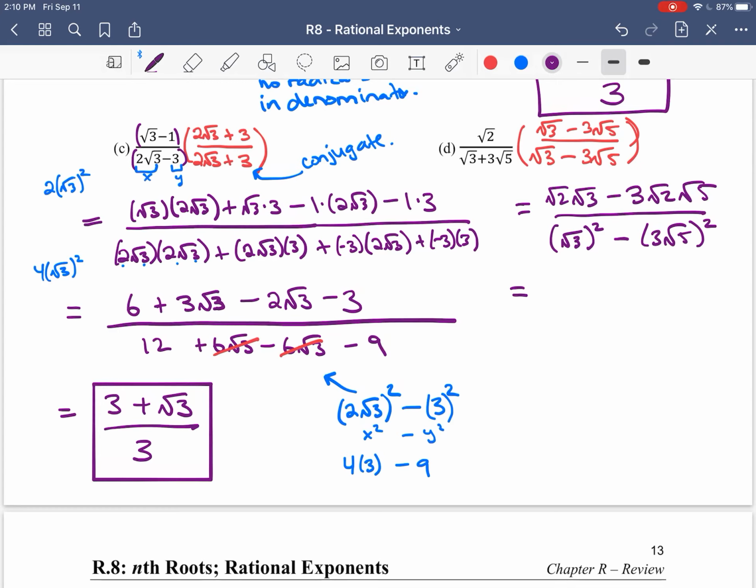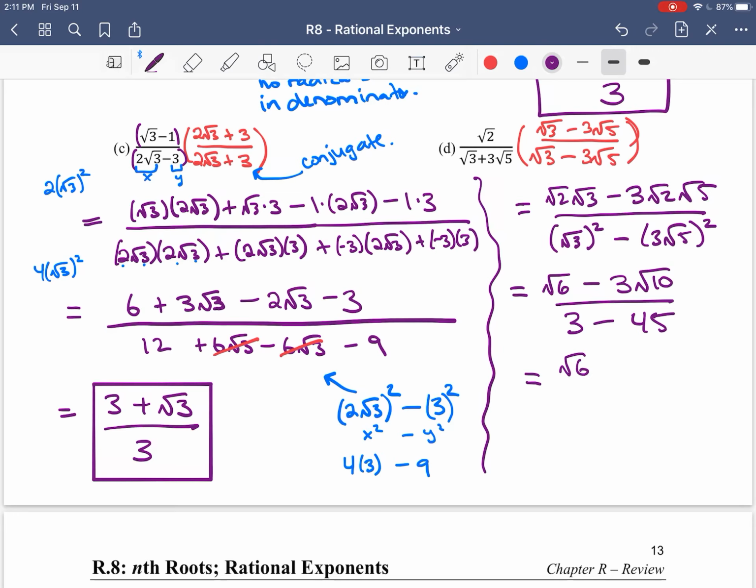And then on the bottom, I'm going to have root 3 squared minus 3 root 5 squared. So root 2 times root 3, that's root 6. Minus 3 root 2 times root 5, that's root 10. And then I'm going to have 3 minus 5. So root of 5 squared is 5, times 3 squared is 9. So that's going to be 45. Okay, so then I have root 6 minus 3 root 10 over negative 42.